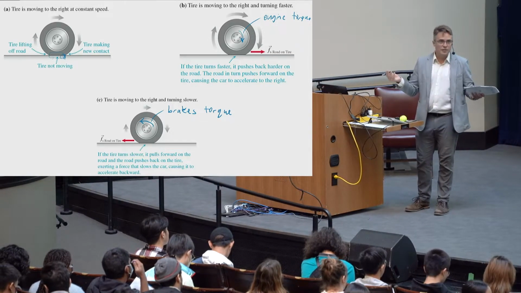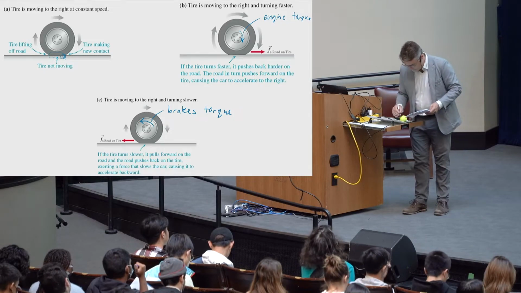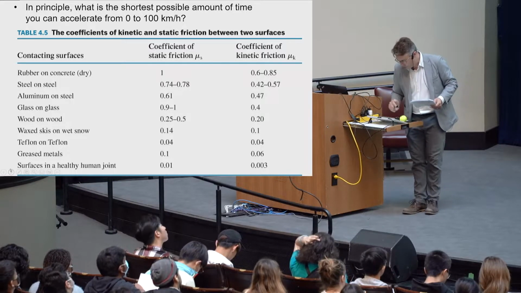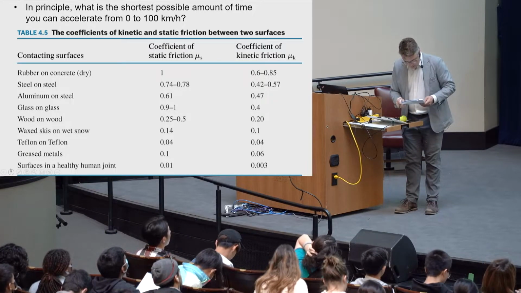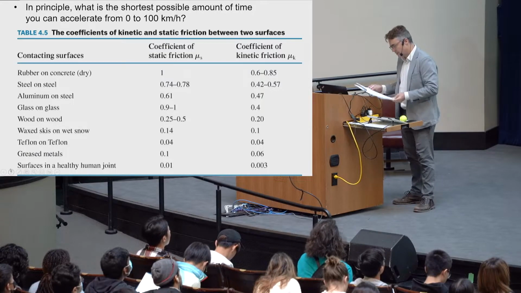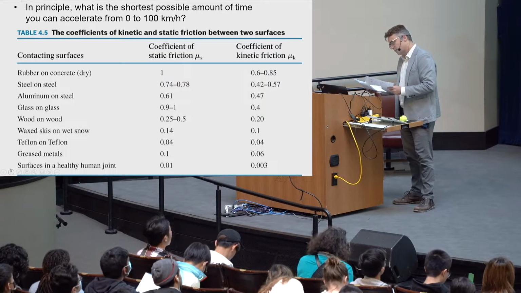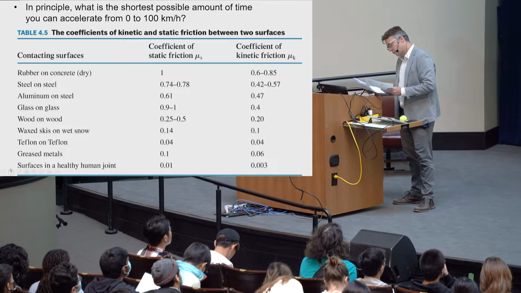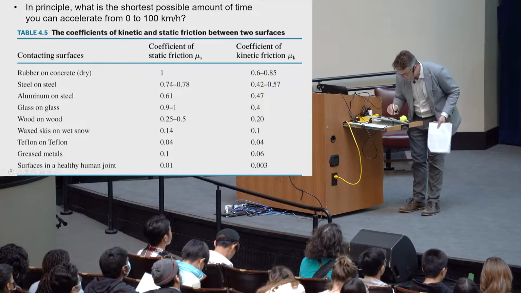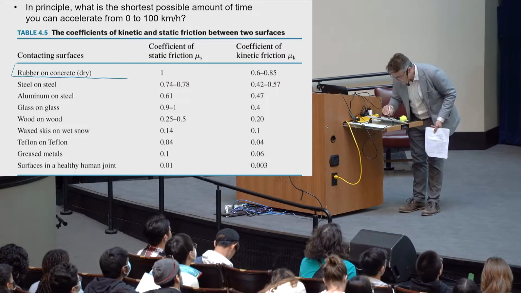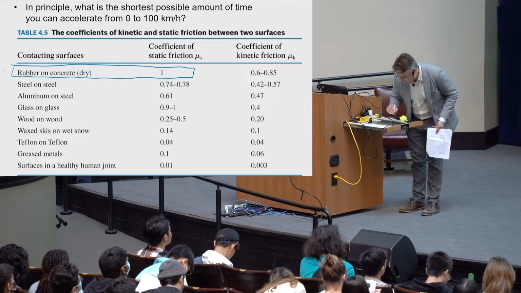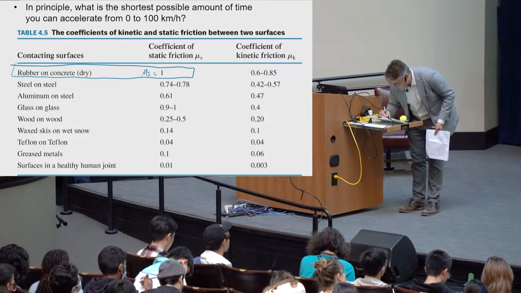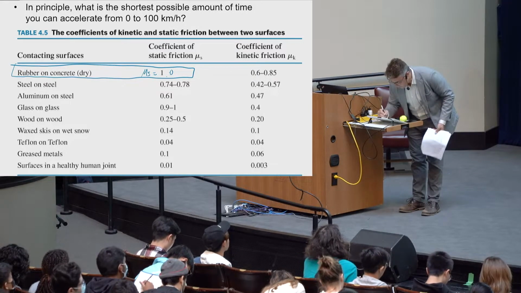So static friction, let's accept it, and now let's do a problem with it. Here's that table again of different coefficients of static friction and kinetic friction. Here's a question. What is the shortest possible amount of time that you can accelerate from 0 to 100 kilometers per hour, assuming rubber tire on dry concrete? So let's use this one. This might be given to you in the helpful information on the front of the term test. This is mu sub s equals that. Let's use 1.0.